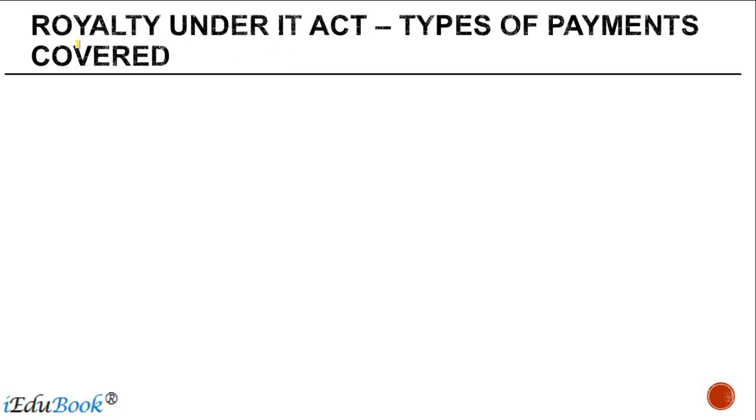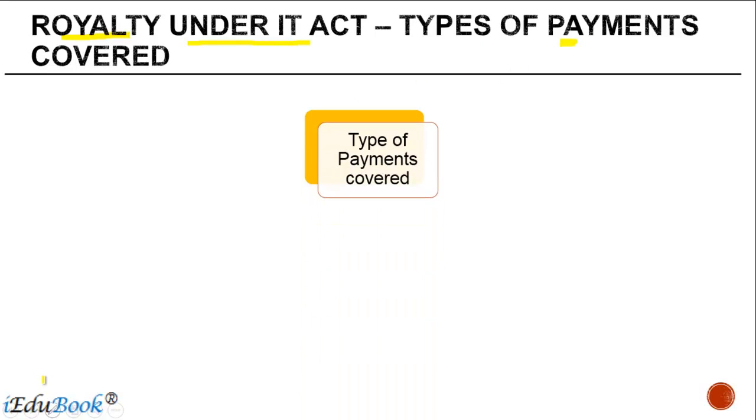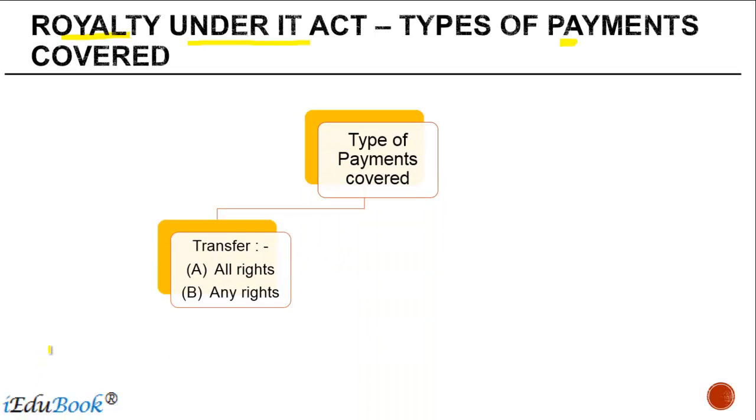In this video, let's talk about the type of royalty under the IT Act. And when I say type of royalty, what I mean is the definition of royalty. If you look at the definition of royalty under the Income Tax Act, there are various clauses, but principally these payments or clauses, if I can call them, can be classified into three broad categories. So there are three types of them.